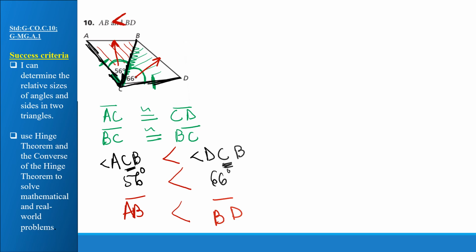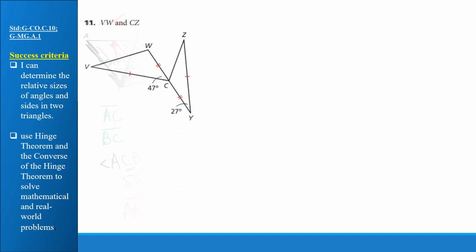Next question is VW and CZ. Now VW, look at this: VC is congruent to YZ, since both have the one dash. What is the other side?